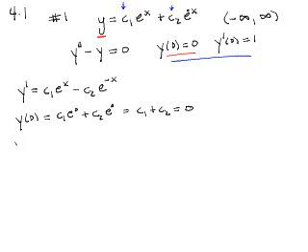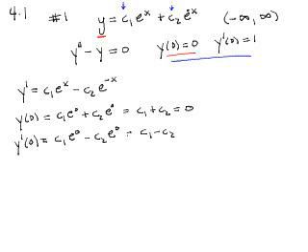Then I look at y prime of 0, and using the y prime I just found, that's c1 e to the 0 minus c2 e to the 0, which is just c1 minus c2, since e to the 0 is just 1. And according to the initial condition for y prime, this is supposed to be set to 1.